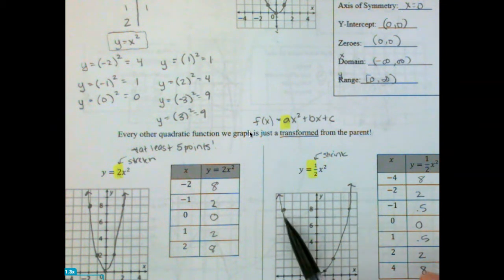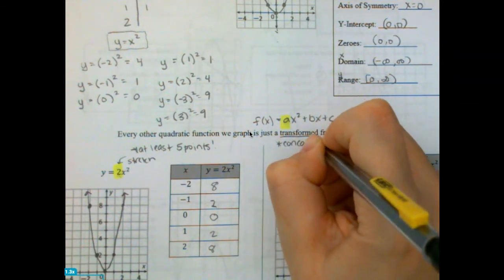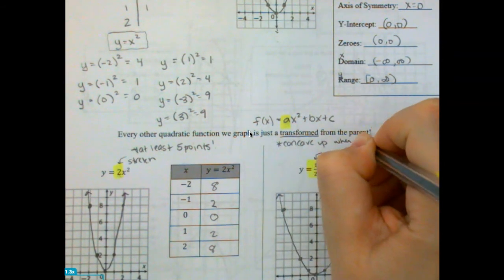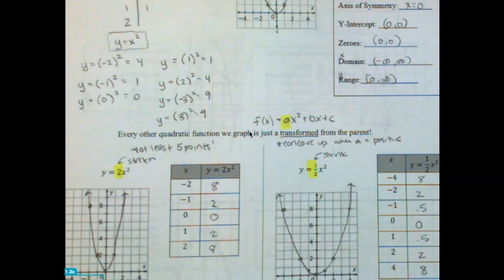And notice that both of these go up. And they both go up because A is positive. Okay, so that's important to note too. So they are concave up when A is positive. Okay, and so my last example is now going to show you what it's like when A is negative.